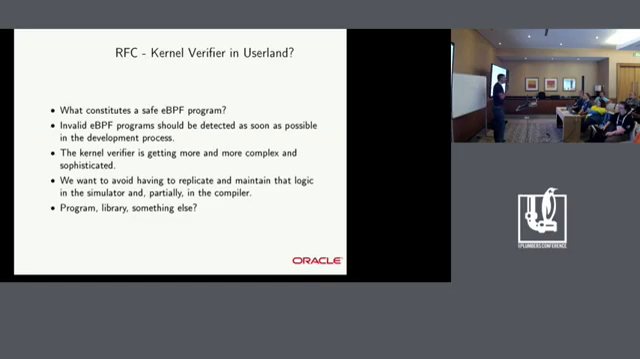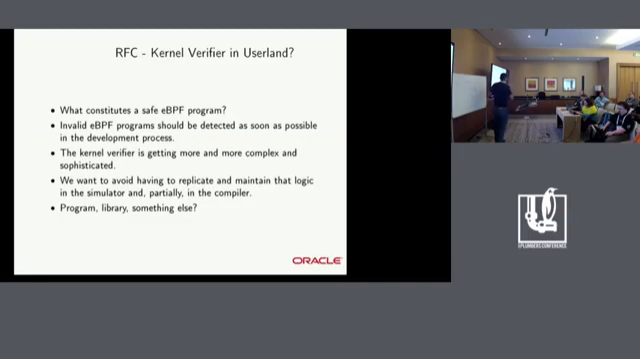In my opinion, one of the reasons for using a compiler is that you want the errors as soon as possible in the development process. Generally speaking, you don't want to have to wait until you do a syscall in the kernel to get the verifier rejecting your program.